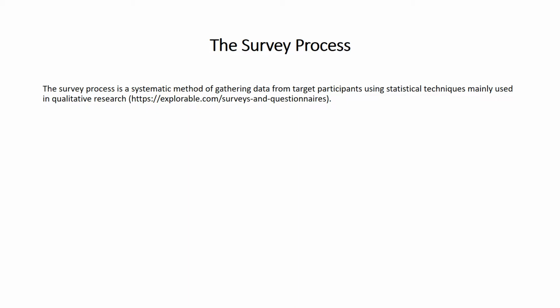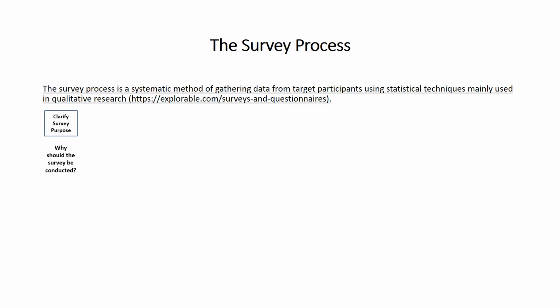The survey process. The survey process is a systematic method of gathering data from target participants using statistical techniques mainly used in qualitative research. Now, how does this process work? We're going to outline the steps that should be used before conducting a survey. Before conducting a survey, you want to clarify the purpose of that survey. You're going to ask yourself, why should this survey be conducted?